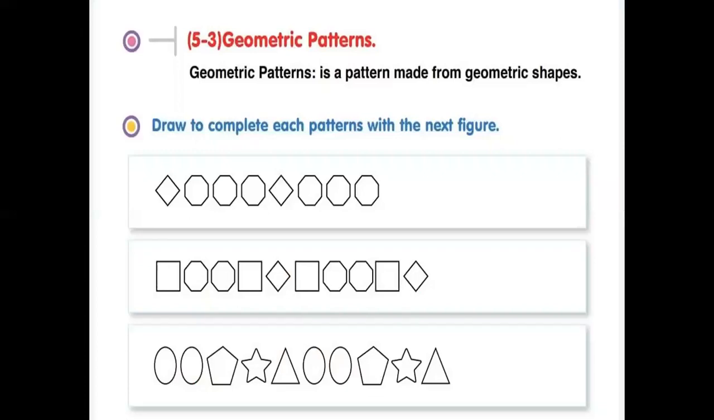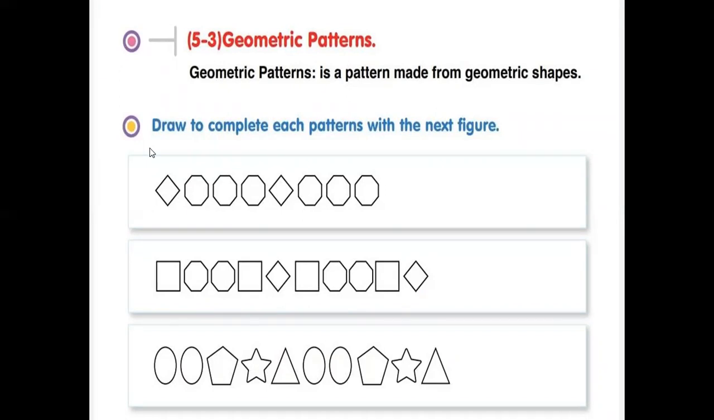Okay, for example, we have circle, rectangle, triangle. Circle, rectangle, triangle. This is a geometric pattern. And also we have a number pattern. For example, 1, 1, 2. 1, 1, 2. Okay, now we're going to start with geometric patterns.